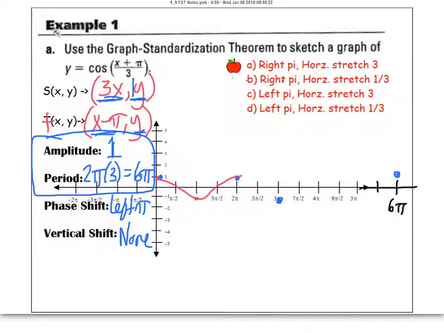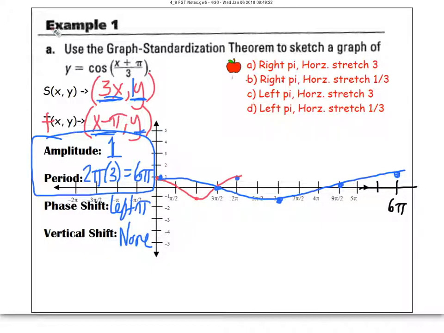Well, where is it going to cross the x-axis between here and here? Between 0 and 3 pi is 1.5. So that's 3 pi over 2. And between 3 and 6, the middle is going to be 4.5, and that is right here. So the stretch, when I redraw it, is that blue graph right there.